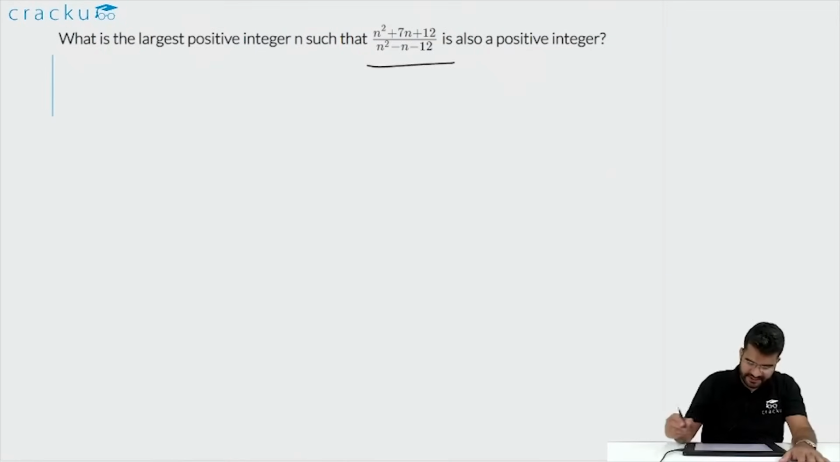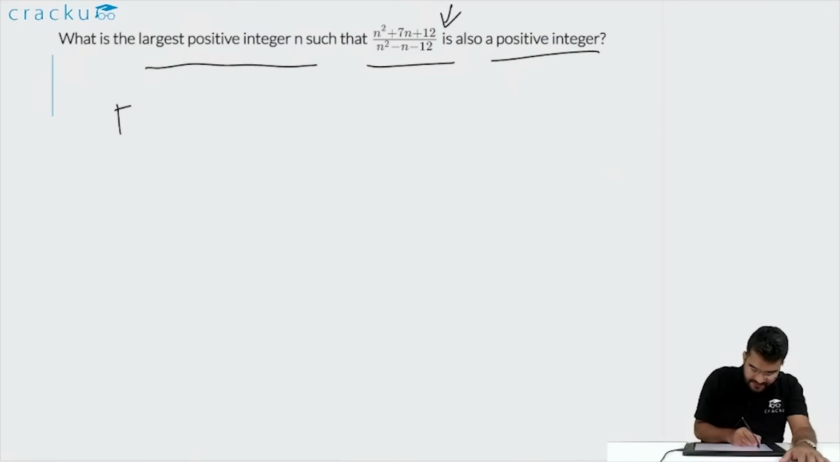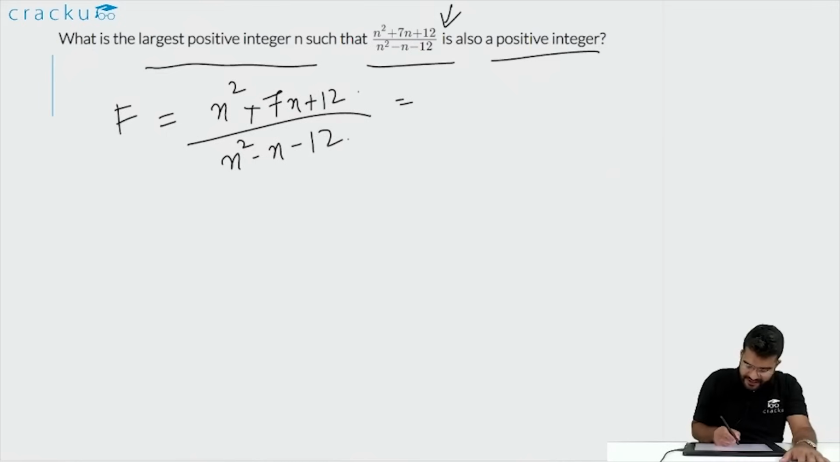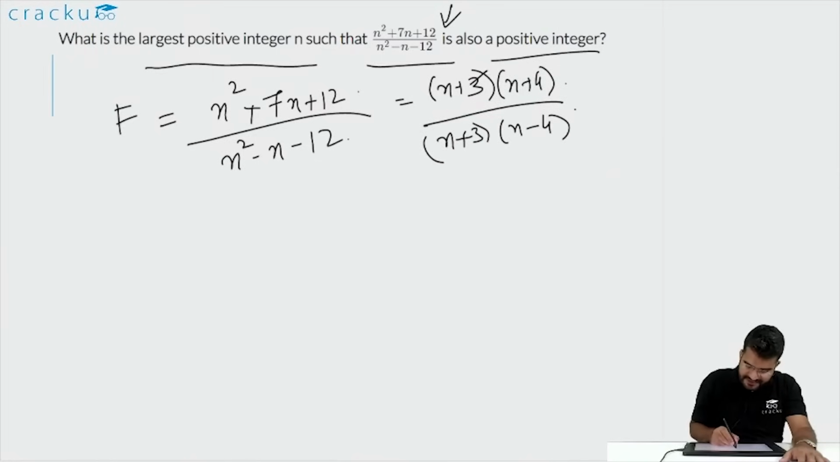In this question, we are given a fraction n square plus 7n plus 12 by n square minus n minus 12, and we are required to find out the largest positive integer n for which the given fraction is also a positive integer. So let us assume that the given fraction is f, and this equals n square plus 7n plus 12 by n square minus n minus 12. Now we can factorize the numerator as n plus 3 into n plus 4 and the denominator as n plus 3 into n minus 4. So we can cancel n plus 3 from both the numerator and denominator. So the given fraction will just become n plus 4 by n minus 4.